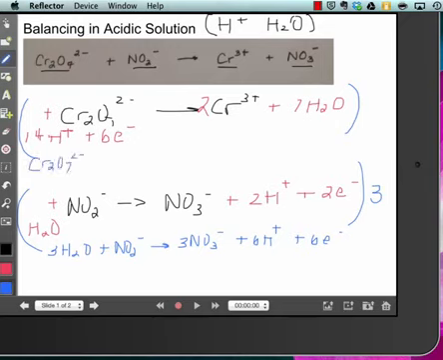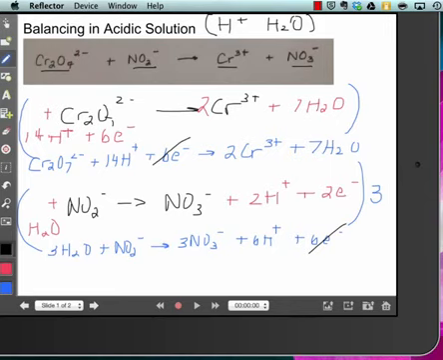Up here I still have Cr2O7 and 14 H plus. I'm going to write this a little more neatly so we can see what's happening here in a second. 2 Cr3 plus and 7 waters. So if you look at our two half reactions now in blue, what I need to do is go through and cancel out anything that I can reduce. For instance, I have 6 electrons on the left, and here I have 6 electrons on the right. So I can cancel those out.